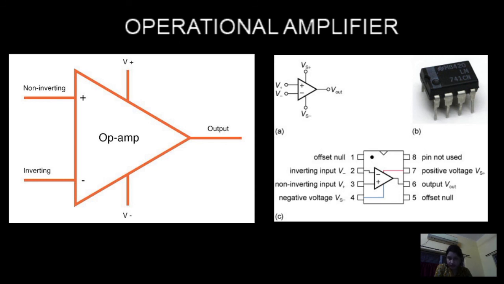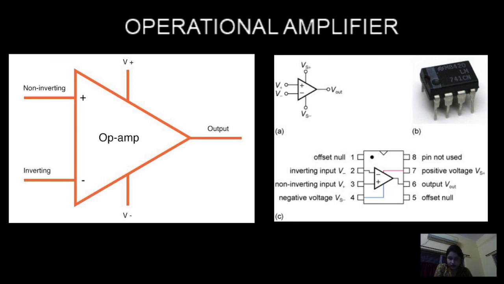Generally, we take the semiconductor wafer as silicon. So this is the chip number 741, and these are the pins present in the IC. This is an 8-pin IC. Op-amp IC 741 is an 8-pin IC, and all the 8 pins are shown here.